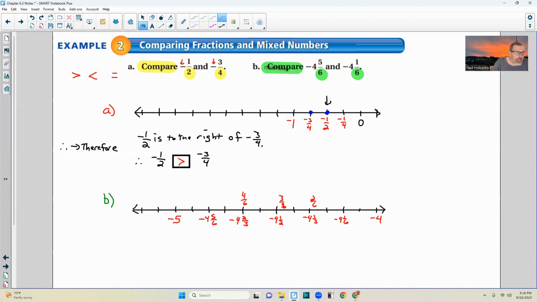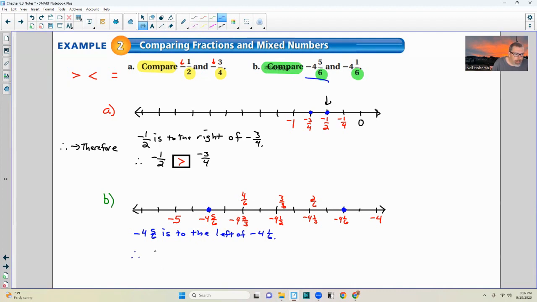And now graph these. So we're comparing -4 and 5/6, which is right here, and -4 and 1/6. And the 5/6 came first. So we would say -4 and 5/6 is to the left of -4 and 1/6.